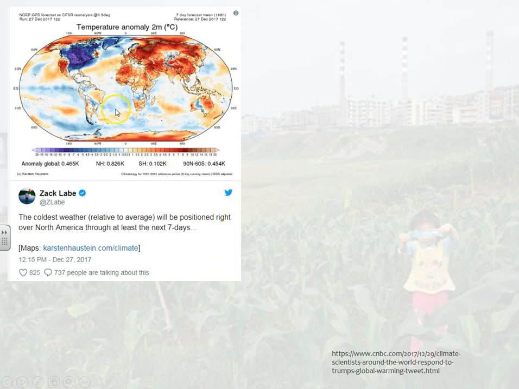So if you can see, this map shows you the temperature anomaly. This was right at the same time that Trump sent out that tweet. And so you can see this. The dark purple and blue means it's colder than normal. The red means it's warmer than normal. Darker red means more extreme heat relative to what it should be. So hopefully you can figure out where you are on this map.